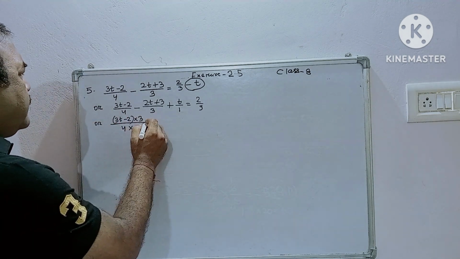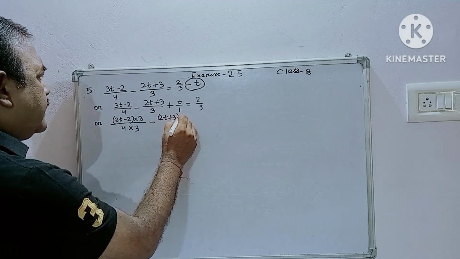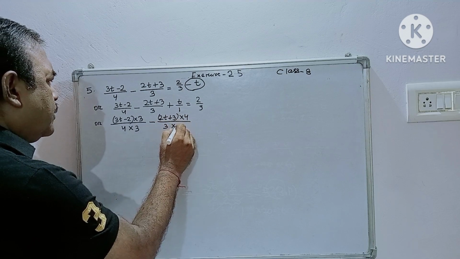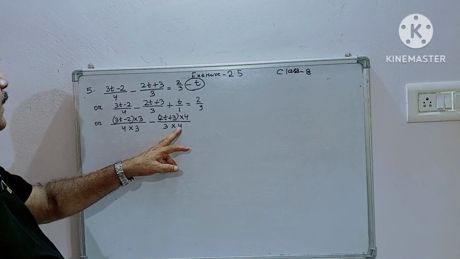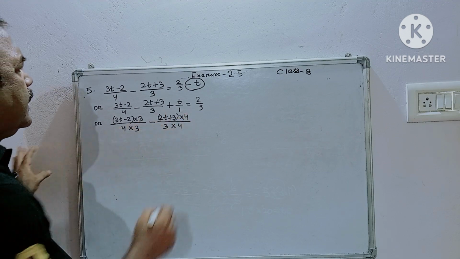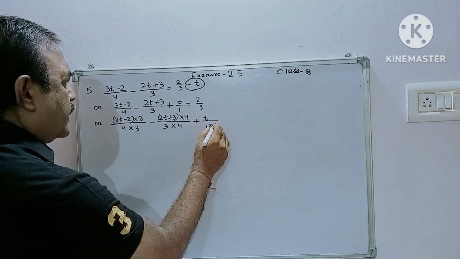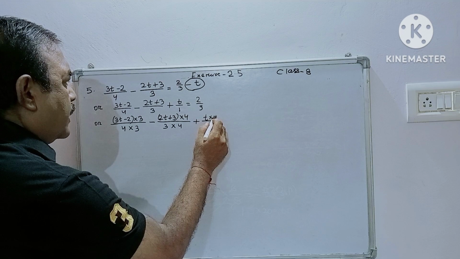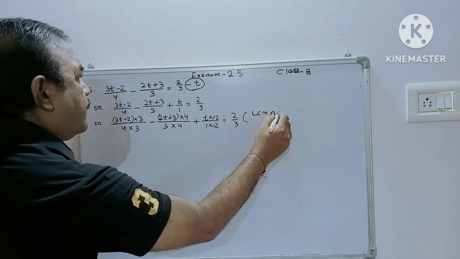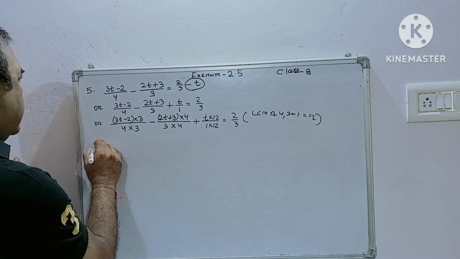Like this you have to write minus (2t plus 3) in the bracket into 4. Because the denominator was 3 and we have to make it now 12, we will multiply 4 to both the numerator and the denominator. Plus here it was t upon 1, so we have to make the denominator 12, so we multiply 12 like this. And you will write LCM of 4, 3 and 1 is equal to 12 like this.